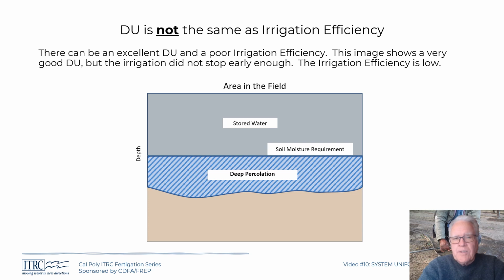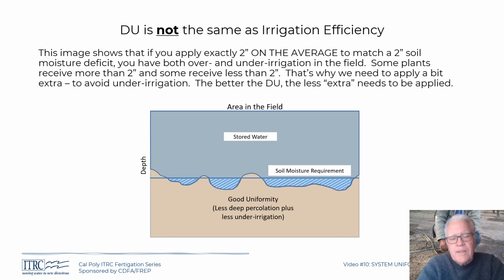That deep percolation then is water that you paid for that really isn't used. You might use it once a season to wash out salts, but the problem is when you do this all the time, you're also washing out your nitrates. On the other hand, this is where there's a misunderstanding of exactly what efficiency is. I hear this all the time. Well, I'm a great farmer, I'm a great irrigator.